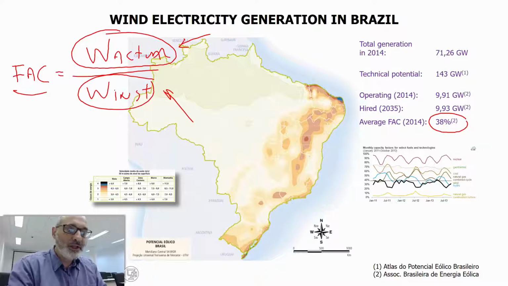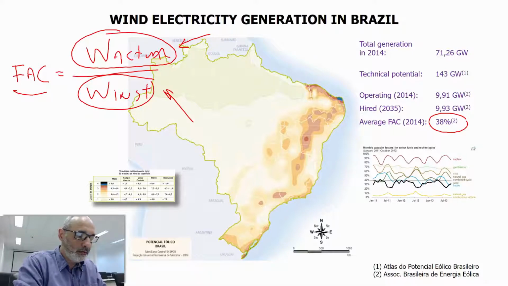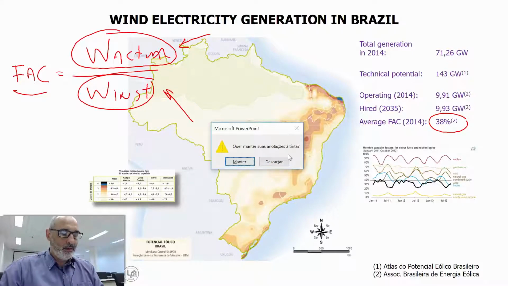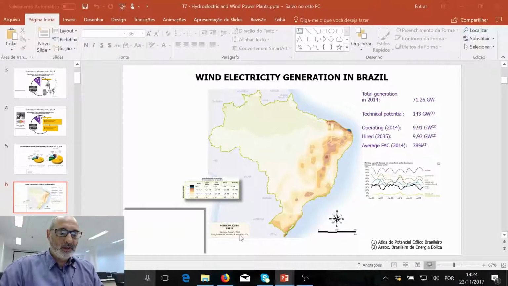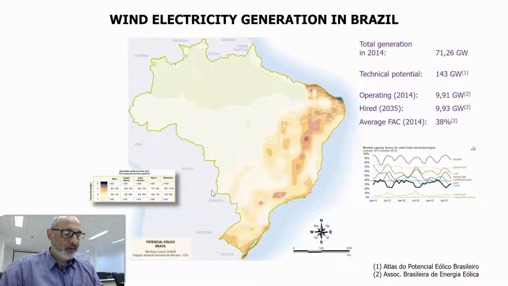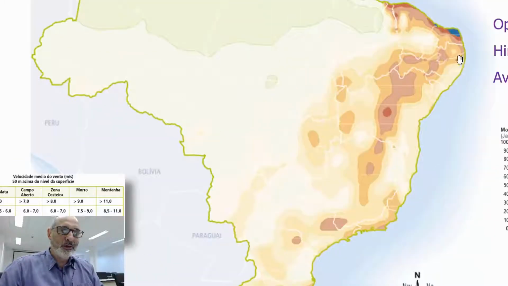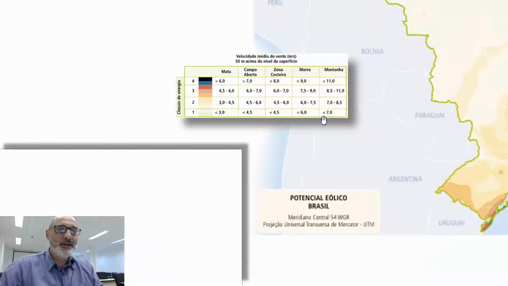So in addition to the potential, you see those colors here, they represent actually wind speed. So black and blue is more than 6 meters per second. Orange from 4.5 to 6 and so on.